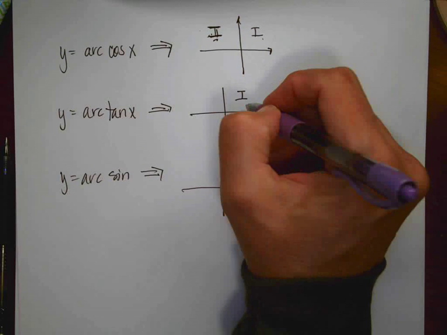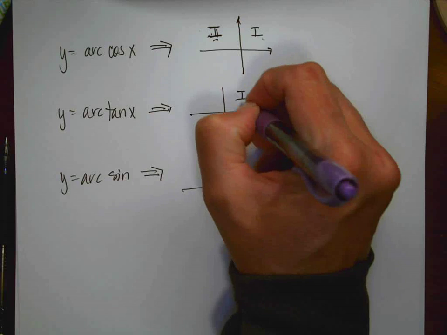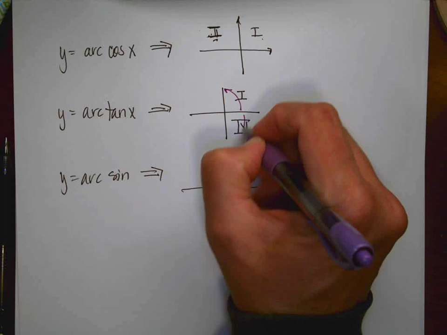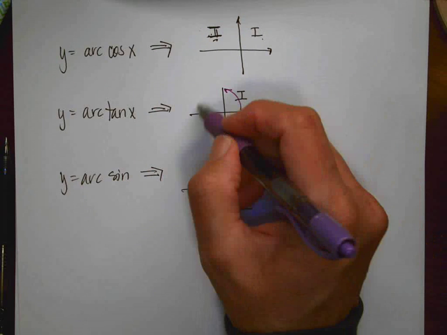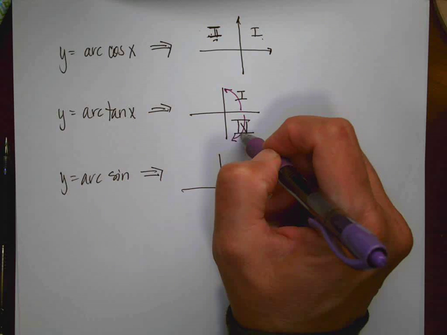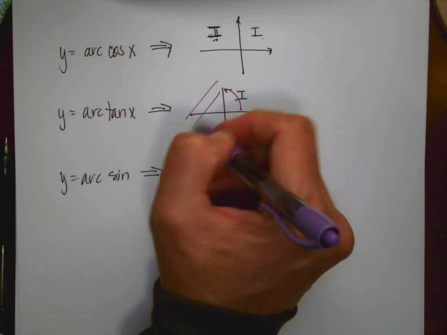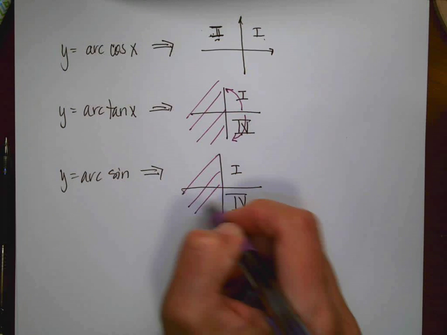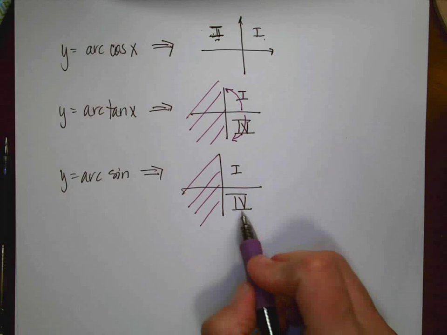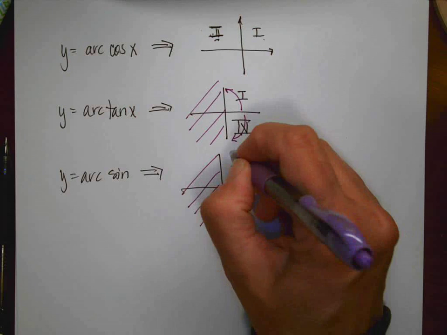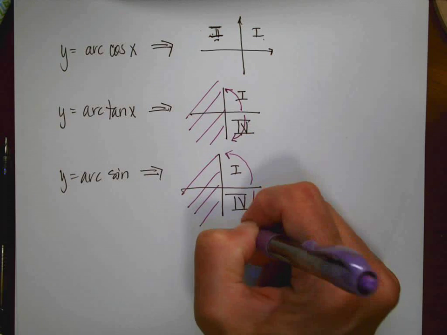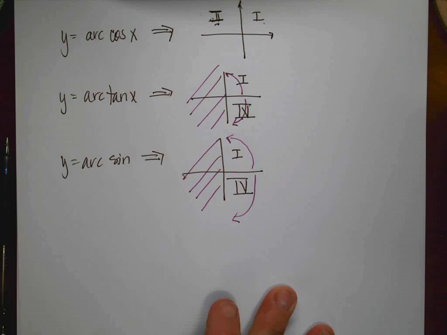The other thing to notice on tangent and sine is since it's limited to 1 and 4, that means my angles have to go this way and this way. I can't go all the way around to get here because technically this is like no man's land, and I can't pass through no man's land to get to quadrant 4. So it's either this rotation or the negative rotation, and that's it.